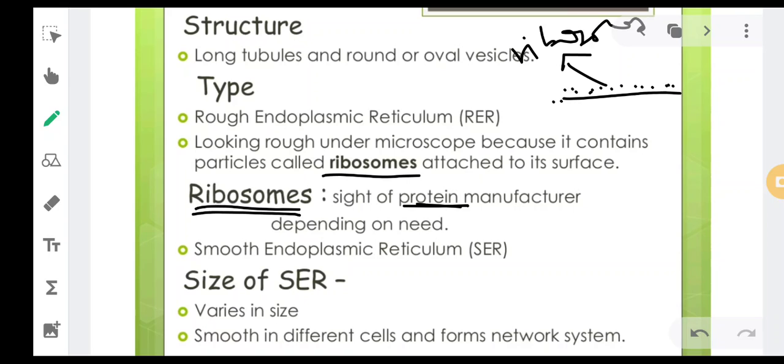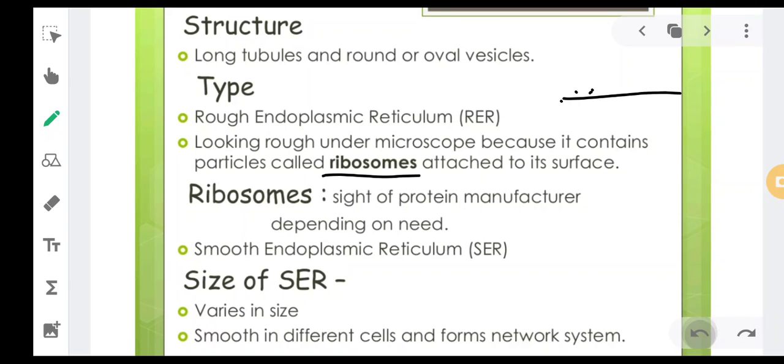Our body requires a huge amount of protein, at least as per our body's weight. Say suppose your body weight is 20 kgs, so you require 20 grams of protein every day. We can get protein either by food, or else by these ribosomes. What is the job of this ribosome? To produce protein. They manufacture protein. That is very important. So this rough endoplasmic reticulum has ribosomes which manufacture proteins.